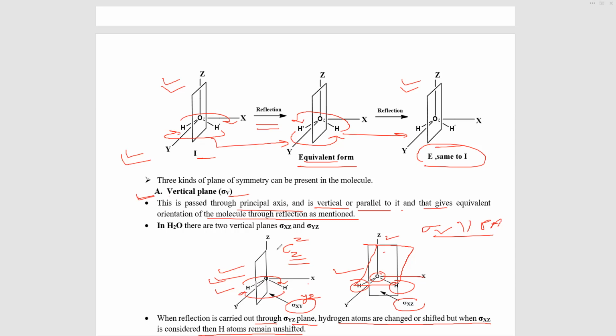So that's why, both planes, sigma yz and sigma xz, are vertical planes. Why? Because these are passing through the z axis. That means these are parallel to the principal axis. That's why these are sigma v planes.